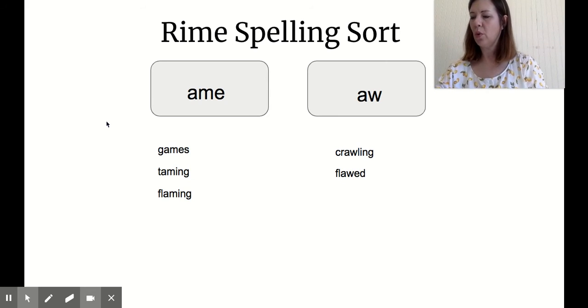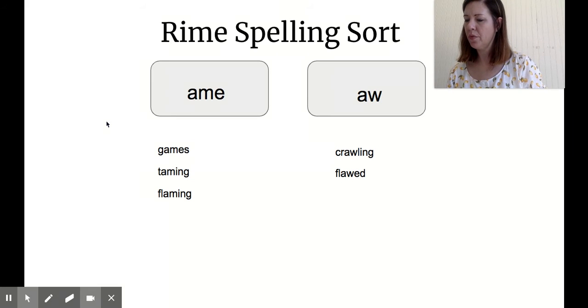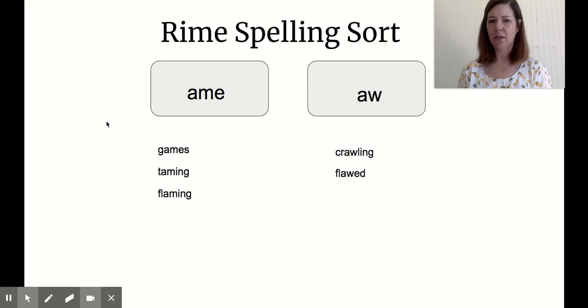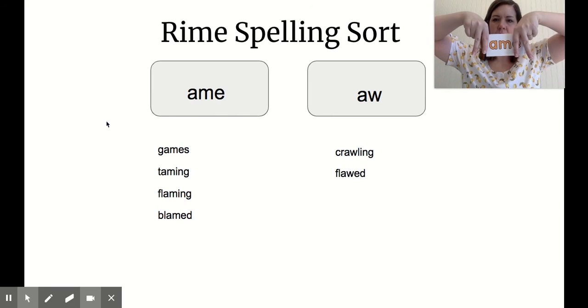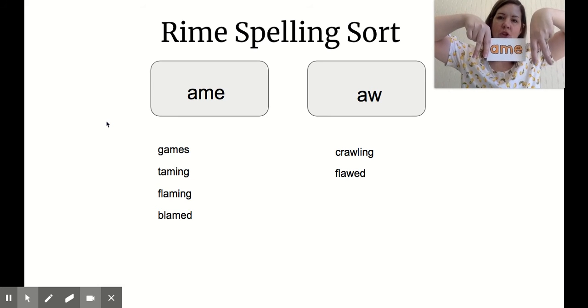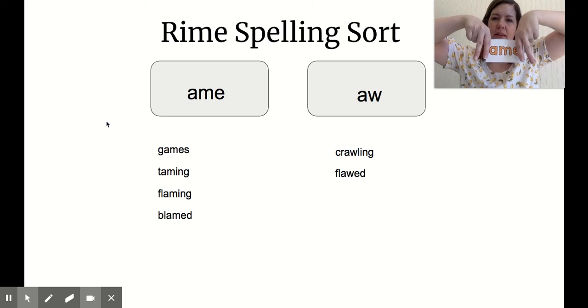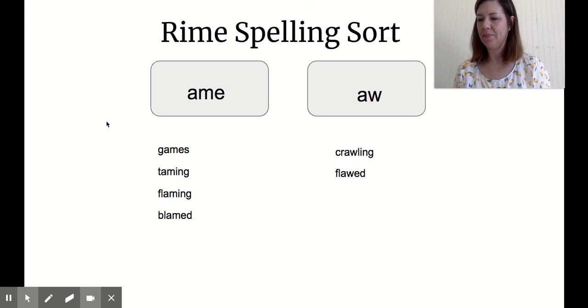Let's write the word blamed. Blamed. So you're going to drop the E and add the ED. You don't want to have two E's in a row. So first part, magic rhyme, ED, and you can check it.